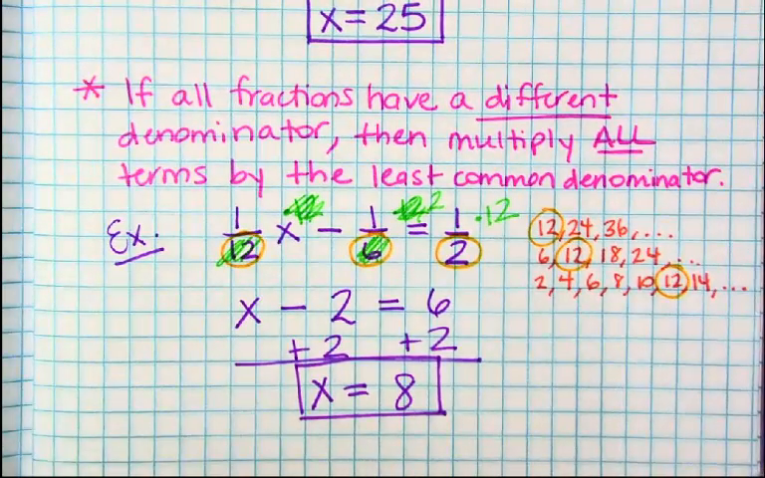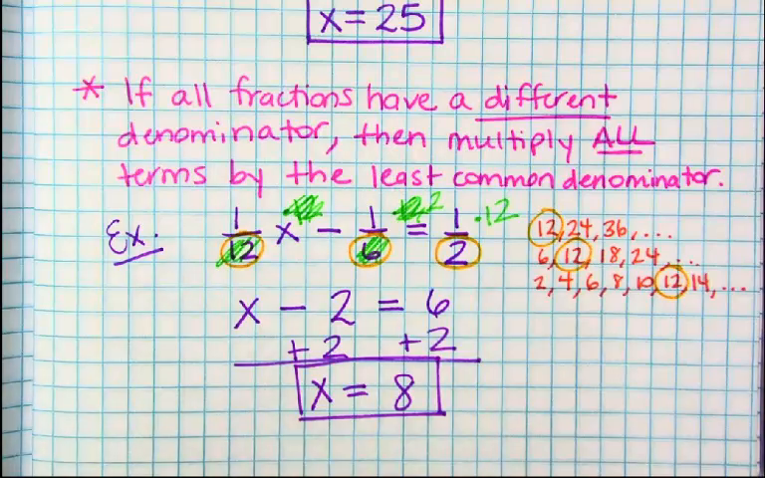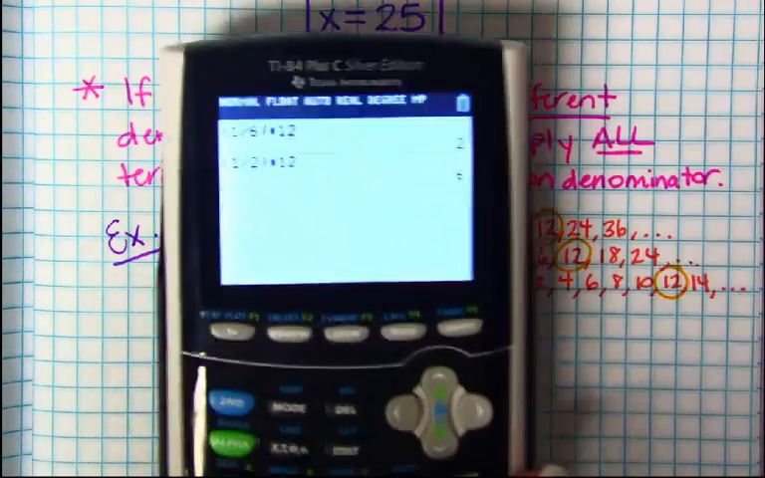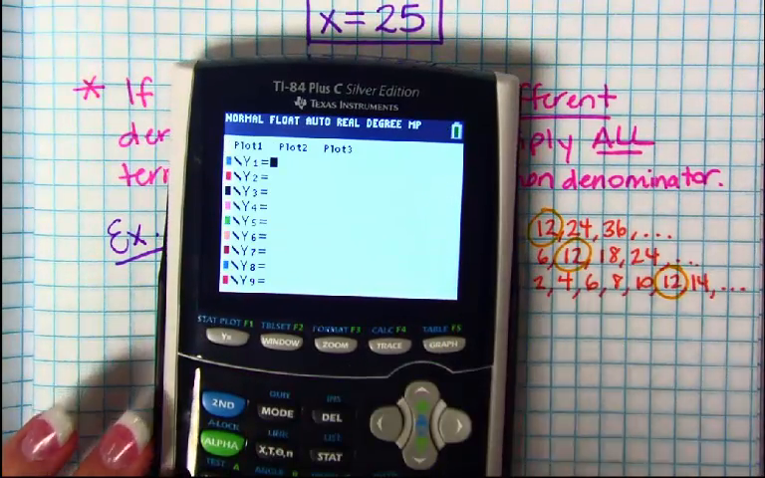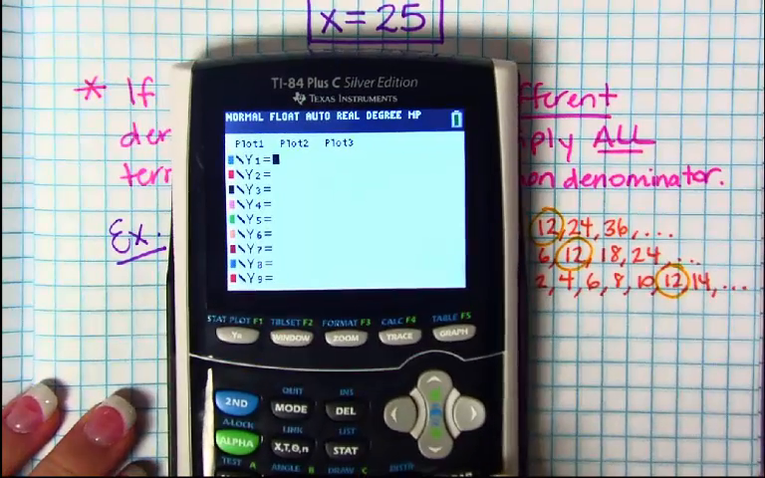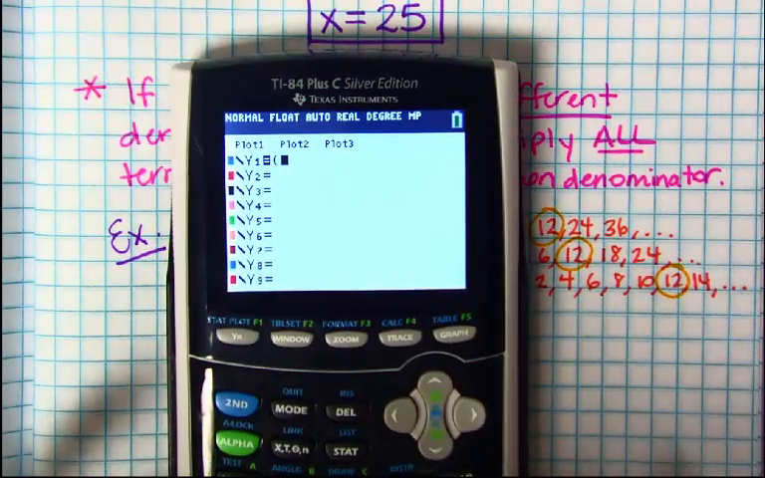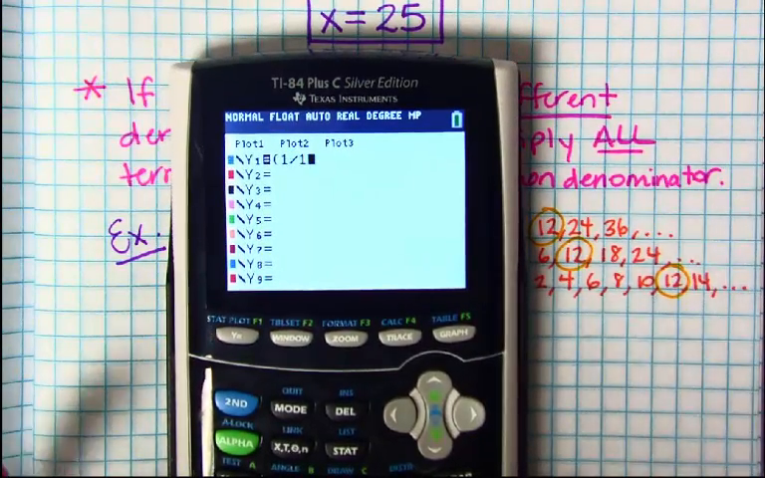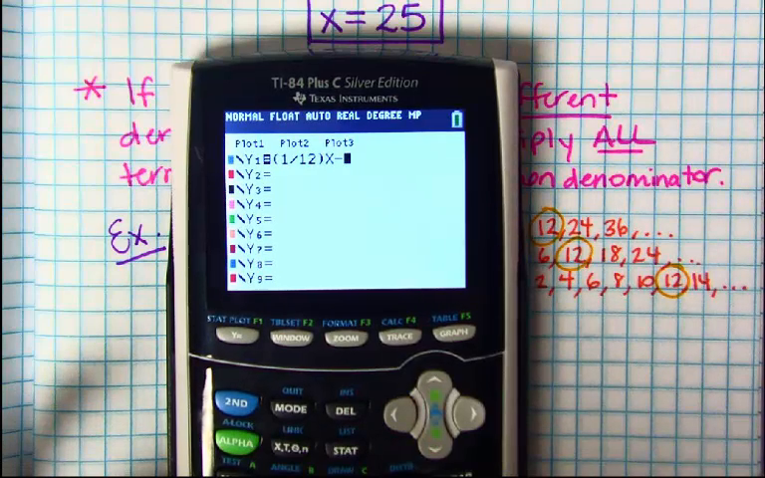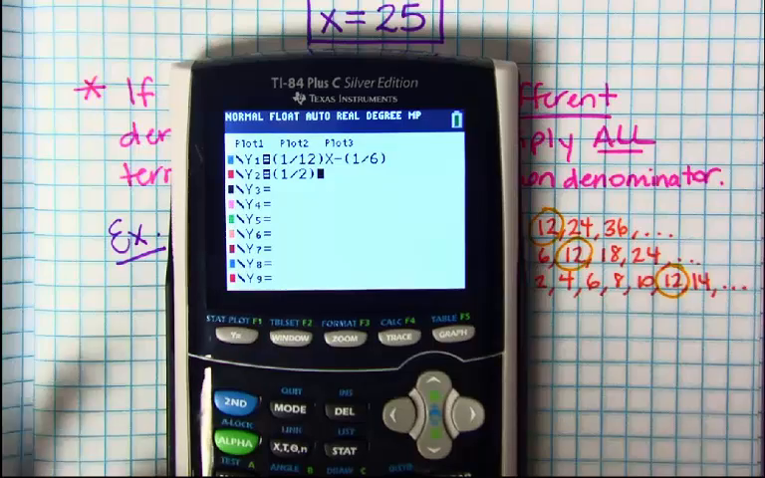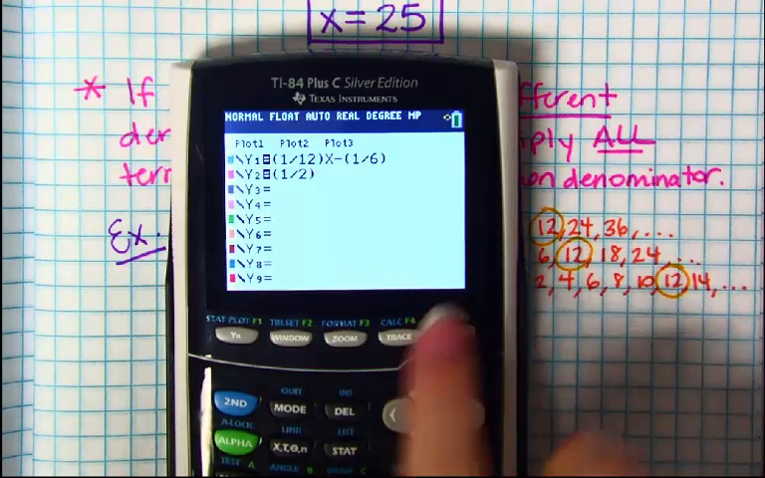Now don't forget, even with a fraction problem, you can still check them on your calculator like we've been showing you, in y1 and y2. I'm going to do that now with this problem. We're going to put the left side in y1 and the right side in y2. You always go back to the original equation. So we're doing 1/12x minus 1/6 in y1, and then your right side was 1/2. Now we're going to graph it.